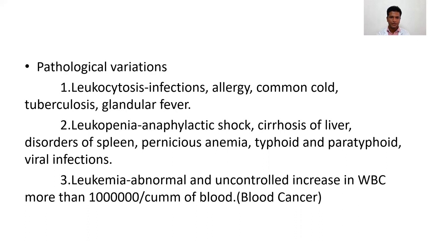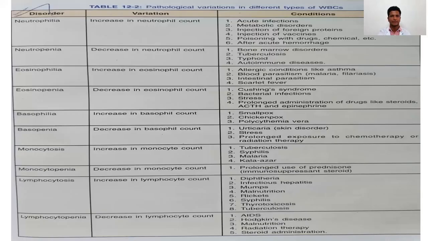Leukemia is a condition in which an abnormal and uncontrolled increase in WBC of more than 10 lakh per cubic mm of blood is seen, which is commonly called blood cancer. Pathological variations in different types of WBC: neutrophilia is an increase in neutrophil count, commonly seen in acute infection and metabolic disorders. Neutropenia is a decrease in neutrophil count, commonly seen in bone marrow disorder, tuberculosis, typhoid, and autoimmune diseases.